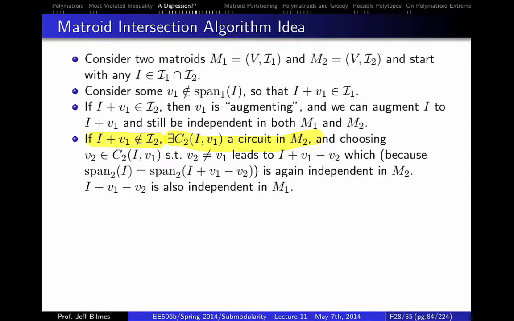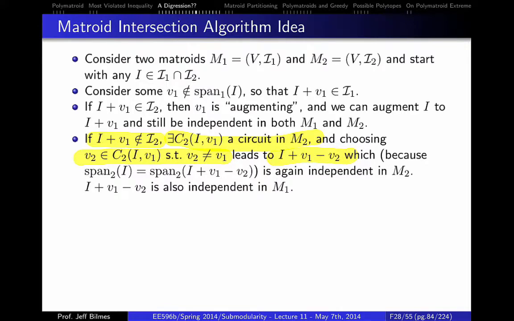In the case that we've recovered independence in M2, then in fact we can do that. So let's choose some v2 that's in this new circuit that's not equal to v1, and that means that this thing is going to be independent in M2.